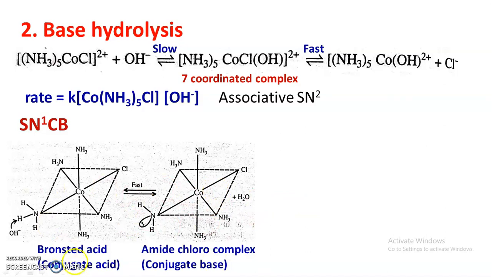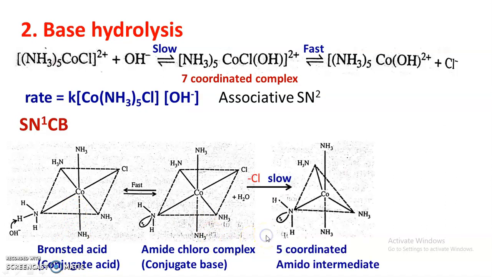So first of all, the Bronsted acid, that is the pentaammine chloro cobalt(III) ion, is converted into the amide chloro complex, and this amide chloro complex gets converted into a 5 coordinated amido intermediate by the loss of halogen, that is chlorine. So the cobalt chloro bond breaks, and by a slow reaction there is a formation of the 5 coordinated amido intermediate.